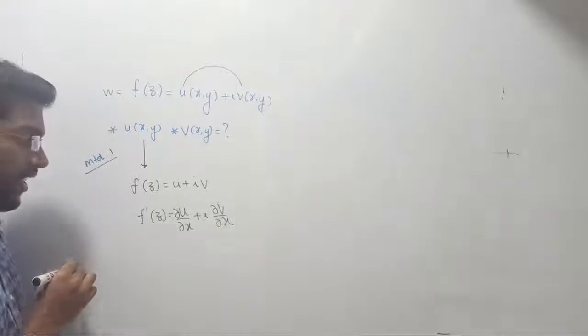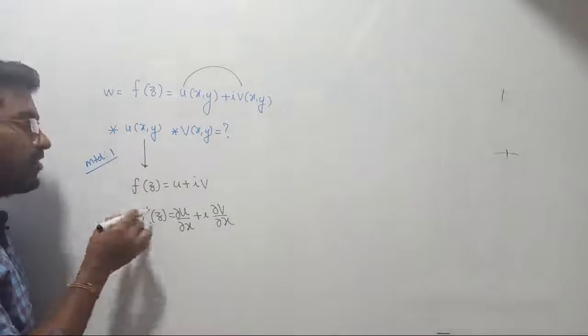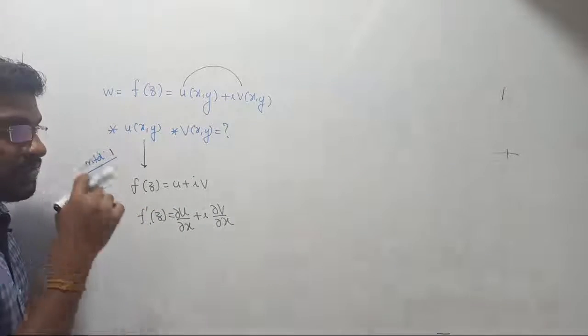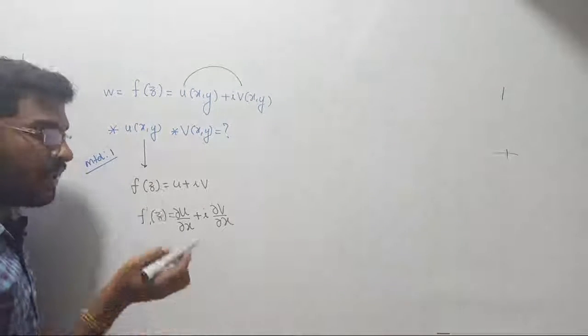I am repeating once again. I am taking the differentiation of this function. Now, since these depend on two variables, one is x and another is y, the question is, with respect to which variable are you doing the differentiation? Either with x or with y, right?